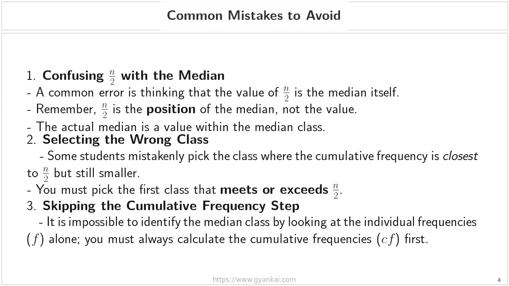Finally, never skip the cumulative frequency step. It might be tempting to try and find the middle by just looking at the individual frequencies, but that won't work because the frequencies don't tell you the running total. You cannot identify the median class by looking at the frequency column alone. You must always calculate the cumulative frequencies first to see where that middle point actually falls.